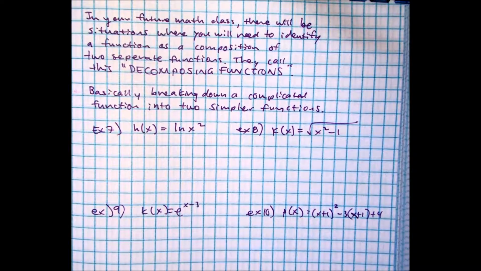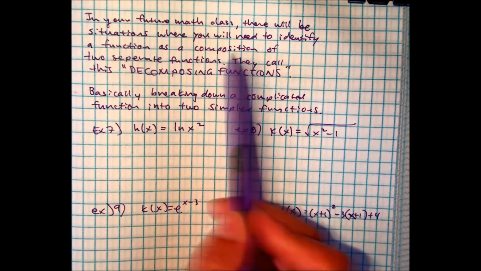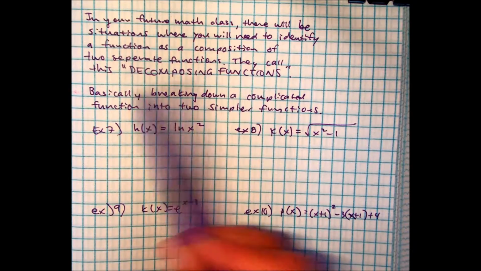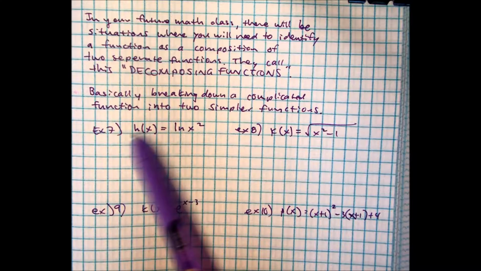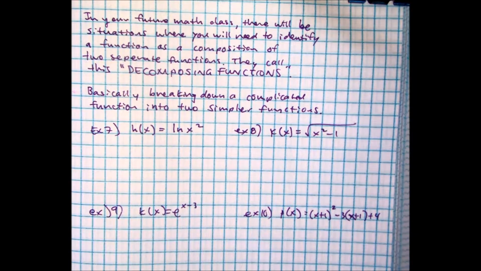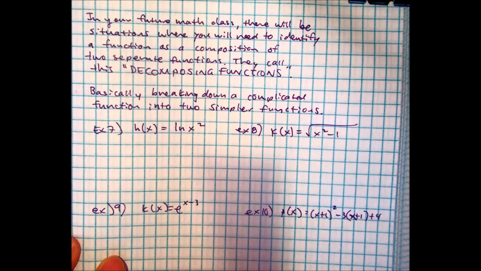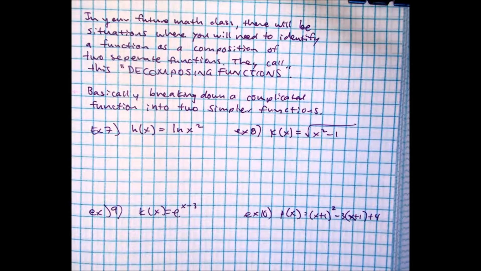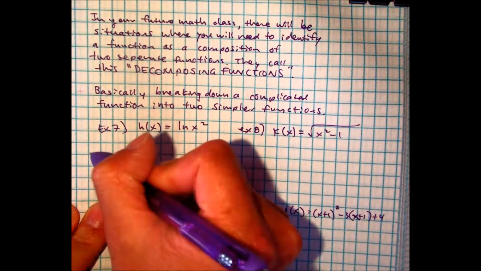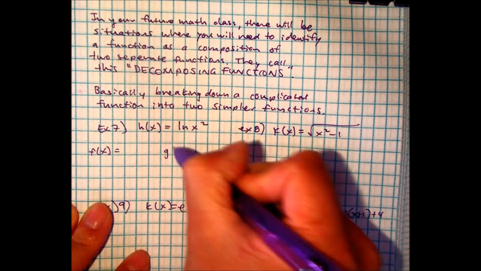Alright, in your future math class, there will be situations where you'll need to identify a function as a composition of two separate functions. They call this decomposing functions. Basically, you're breaking down a complicated function into two simpler functions. So here, each of these has h, k, and p, and we're basically going to find f of x and g of x. These are two simpler ones.